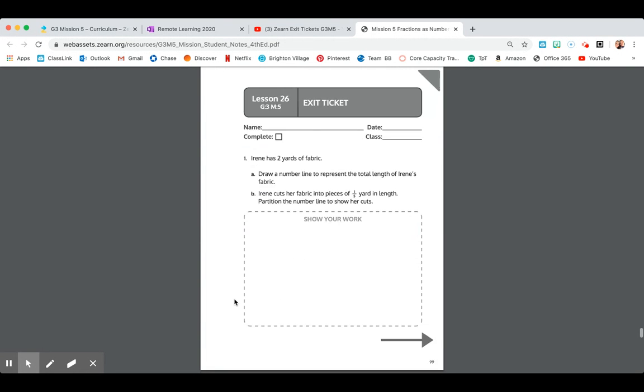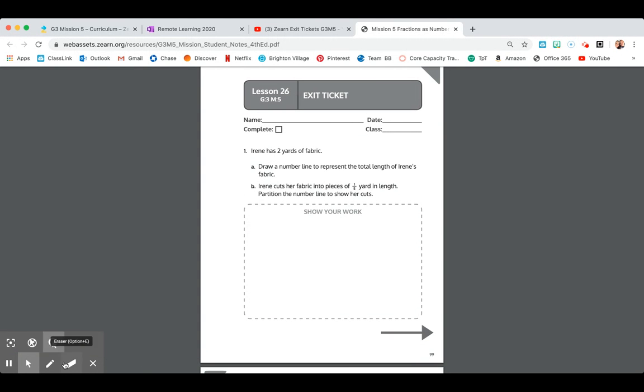Down to lesson 26. Irene has 2 yards of fabric. Draw a number line to represent the total length of Irene's fabric, and then cut her fabric into pieces 1/5 yard in length. Partition the number line to show her cuts. So ultimately she has 2 yards of fabric. She might have started with 0, and that means she has at least 1 yard in there somewhere. And so now she cuts her fabric into 1/5. So I'm going to cut her fabric into 1/5 yard pieces.